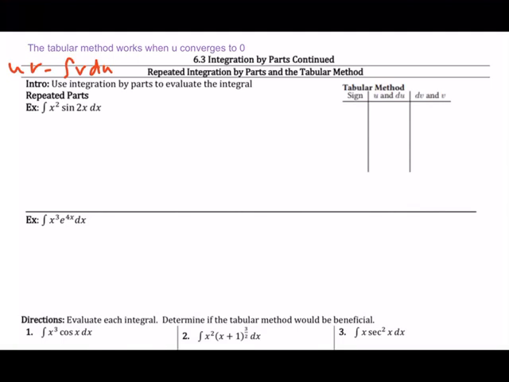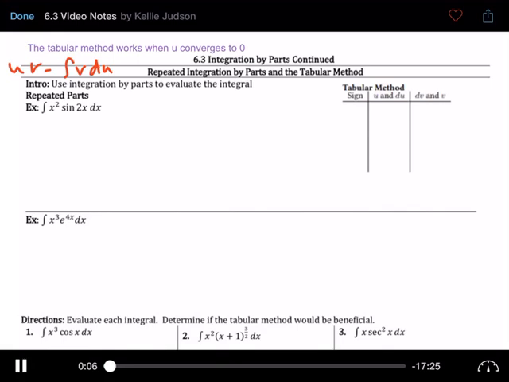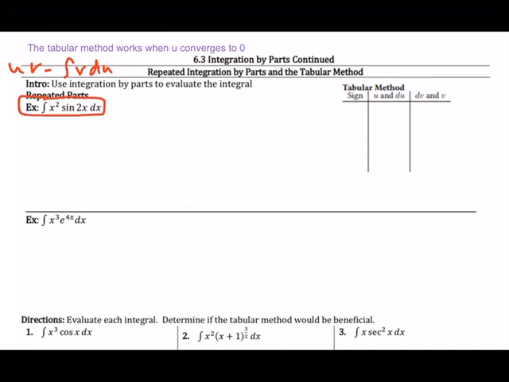For this video, I'm going to have you complete integration by parts on this example right here. Then we're going to focus the rest of this lesson on something called the tabular method, which is just another organizational tool to use when you're using integration by parts. So I'm going to show you how that works. But right now, go ahead and pause the video and complete integration by parts for this example.